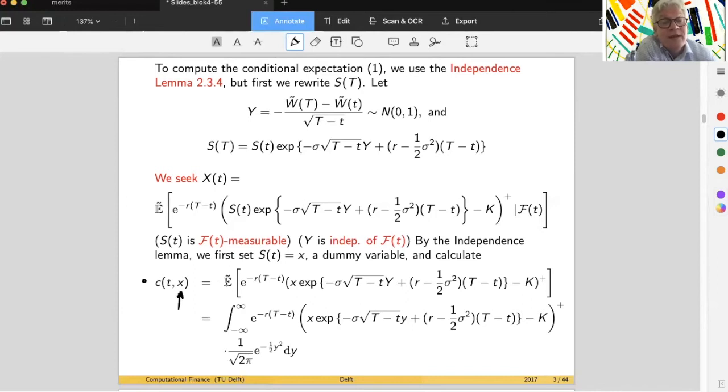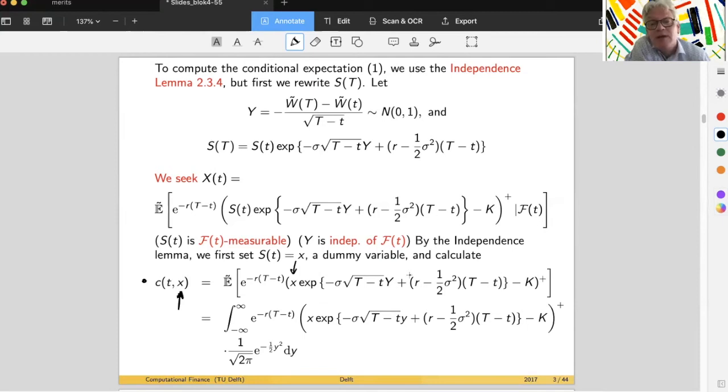And the regular expectation is then the expectation under the P̃ measure of this expression, e^(−r(T − t)) times x times e^(−σ√(T − t) Y). And that remains, that is independent of F(t), and therefore this makes it a regular expectation.